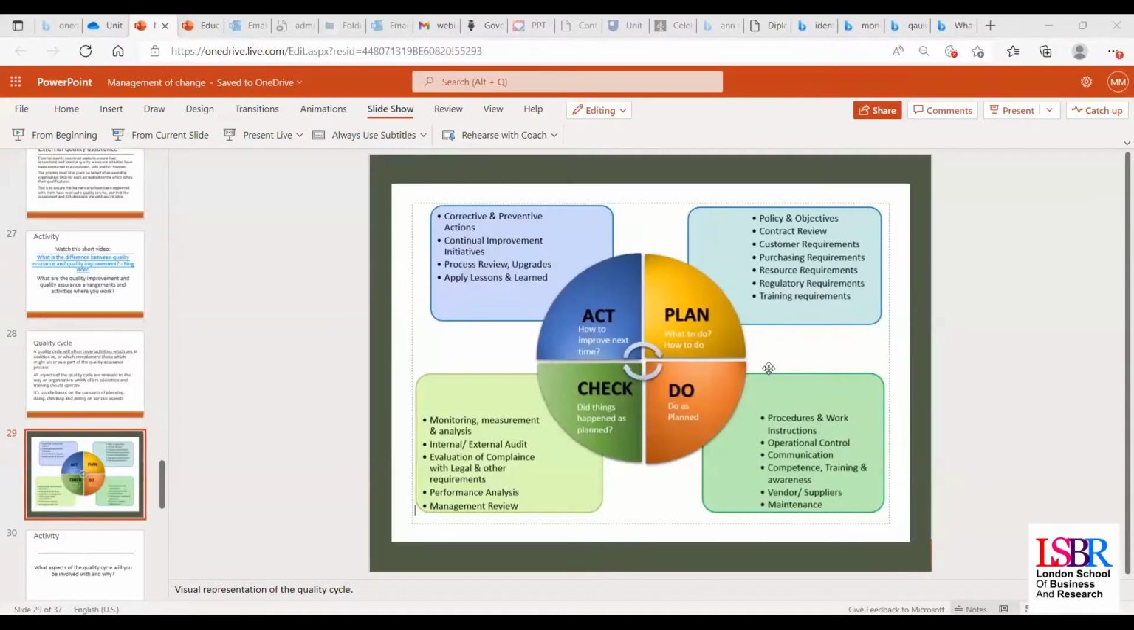So here we've got a visual representation of the quality cycle. And in there, in the middle there, you can see plan, do, check, and act. It's quite similar to what we've been discussing today, really. There's always planning and then doing and then checking and then reflecting on what's been done in order to initiate improvement.